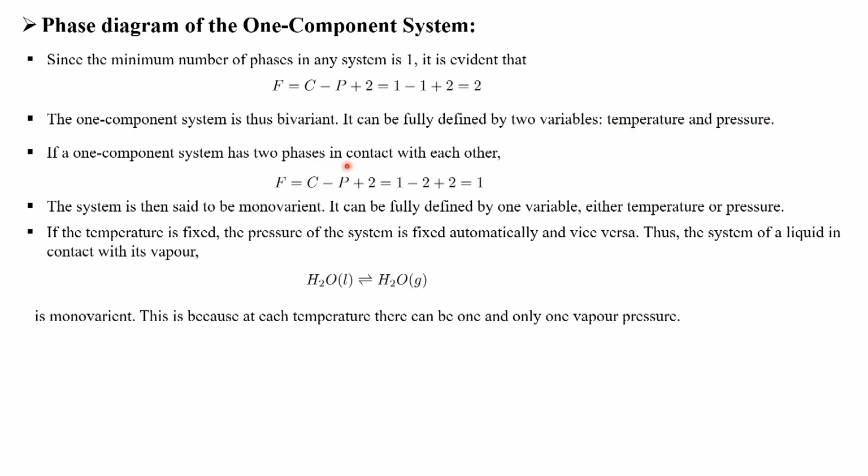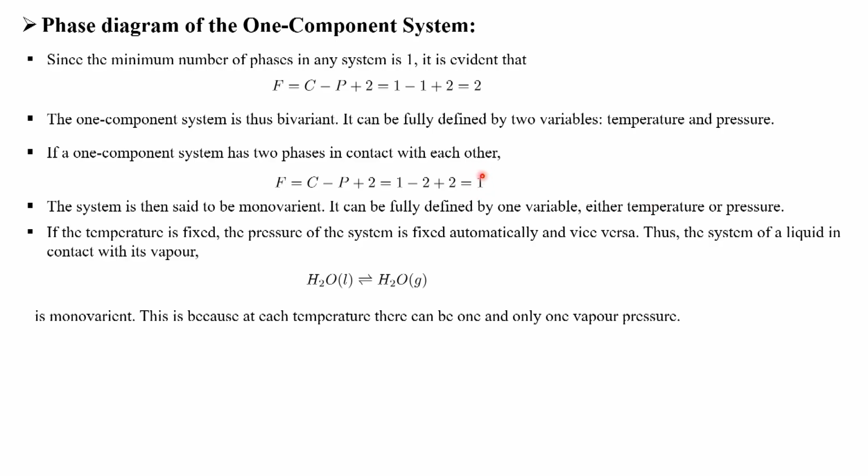If a one component system has two phases in contact with each other, suppose you have liquid water in contact with water vapor, then the component is 1 because you have only water, and there are two phases, the liquid phase as well as the vapor phase. So C is 1 here, P is 2 here, and this plus 2 term will be there. So we get the number of degrees of freedom as 1. So we need only one variable to define the system. Thus, the system is said to be monovariant. It can be fully defined by one variable, either temperature or pressure.